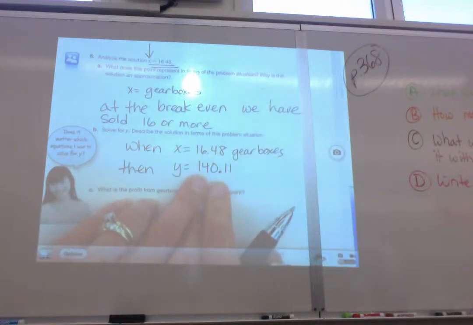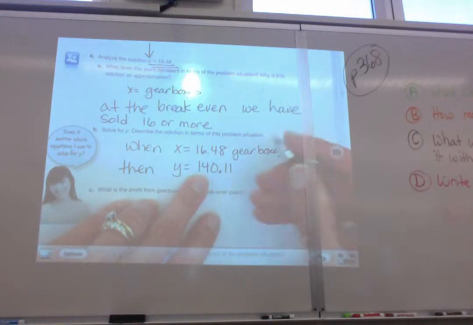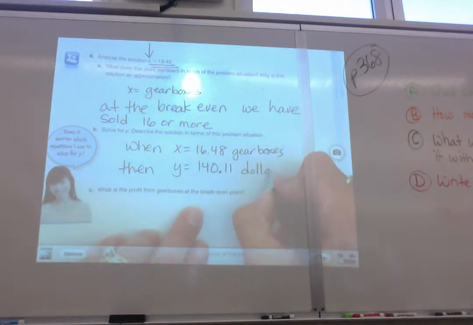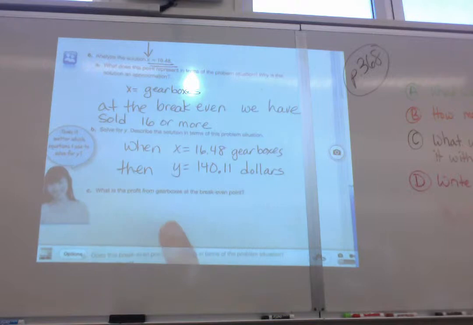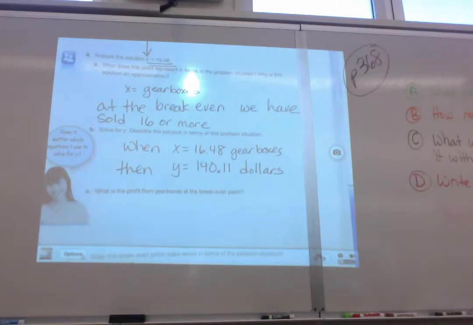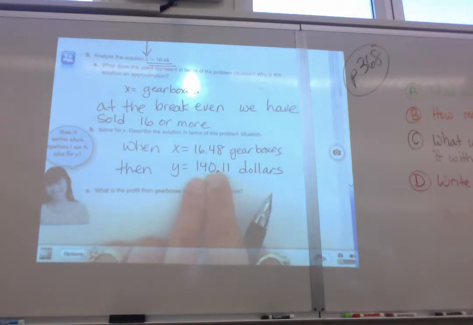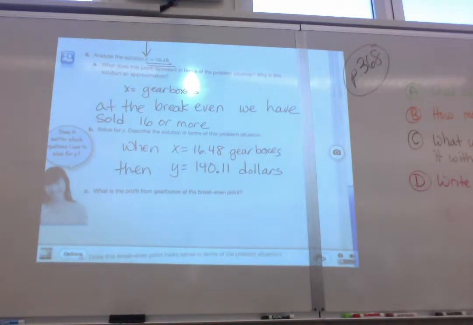What's on the y-axis, guys? Dollars. Okay, now, for my fundraiser, we were talking about $40. I bought $40 worth of stuff. I need to sell $40. These guys, it's $140. They bought $140 worth of parts. They need to sell $140 worth of gearboxes.